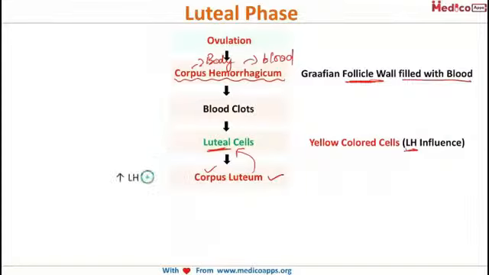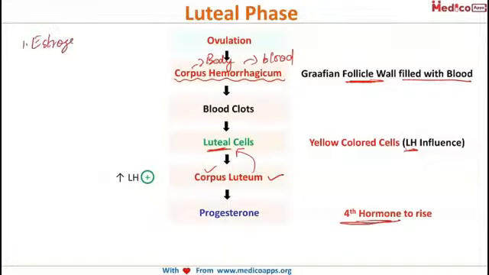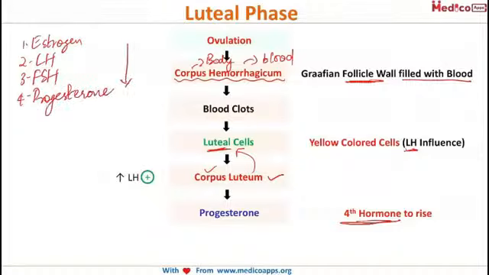Here another important phenomenon we can notice is there is a rise of LH. Okay, now when the corpus luteum is formed, progesterone is released. So progesterone is the fourth hormone to rise during ovulation. The first three hormones we have seen, number 1 was estrogen, right? Number 2 LH, number 3 FSH. The fourth one you are seeing here is progesterone. Please remember these in this order. Okay, so the fourth hormone to rise in the ovulatory cycle is the progesterone.